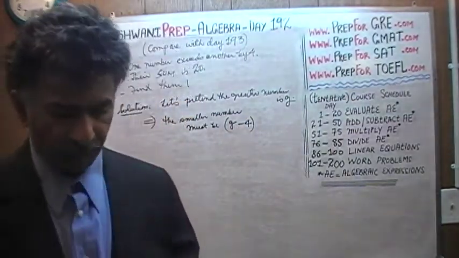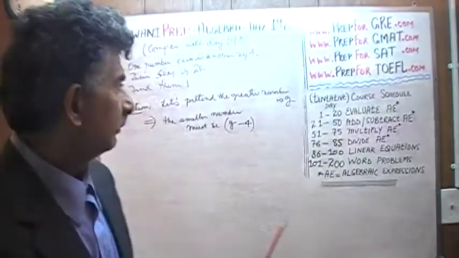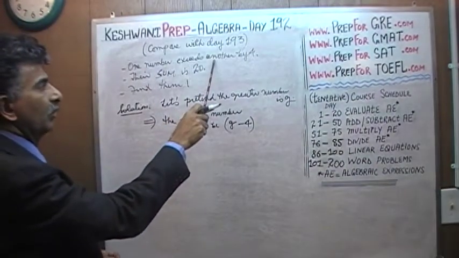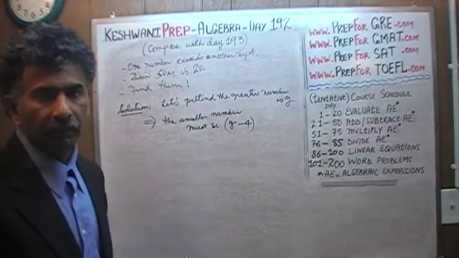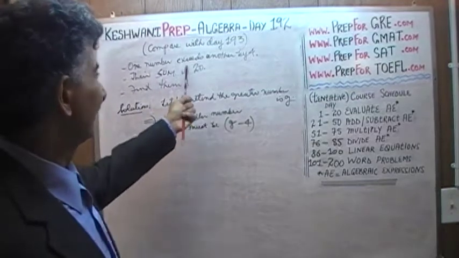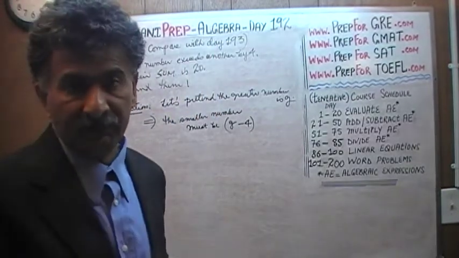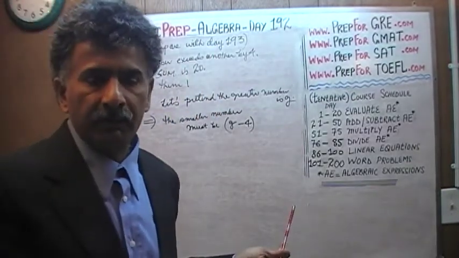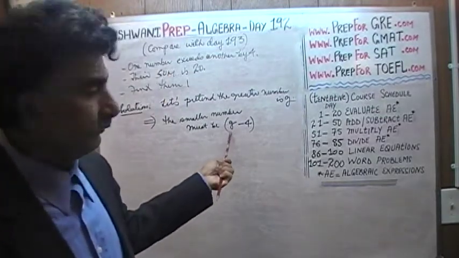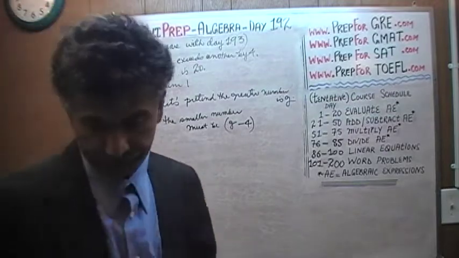Why? Because we are told that the greater number exceeds the smaller one by 4. One number exceeds another by 4. Obviously the number that exceeds is the greater one. So if the greater number exceeds the smaller by 4, then the smaller must be whatever the greater number is, 4 less.